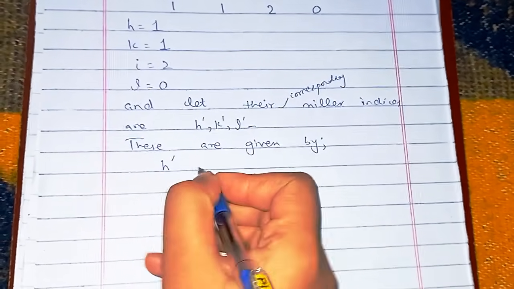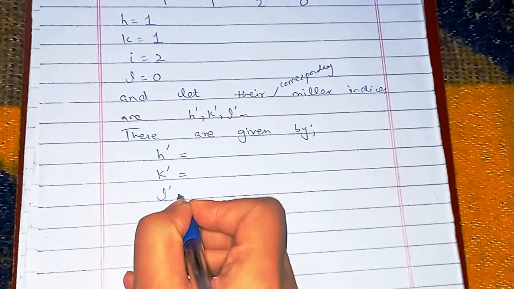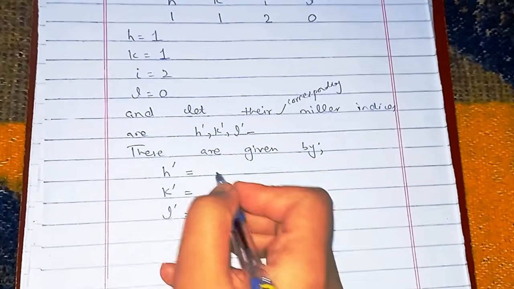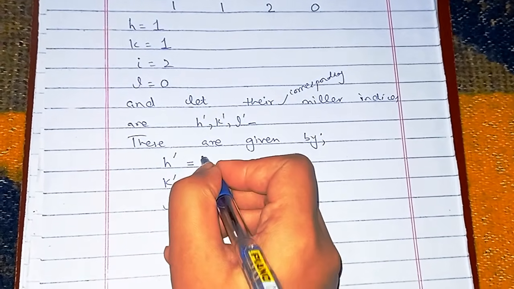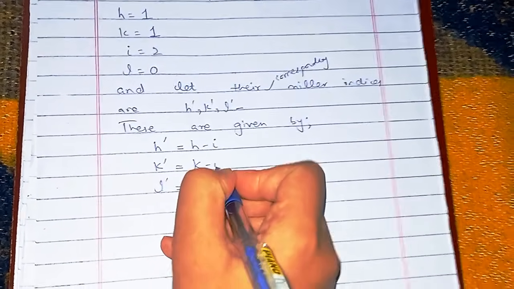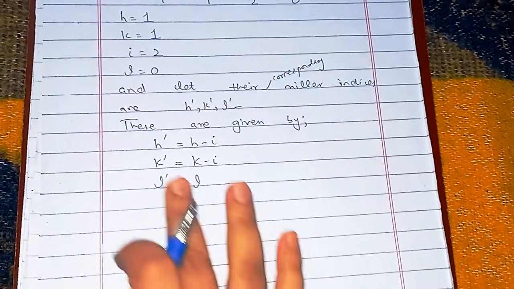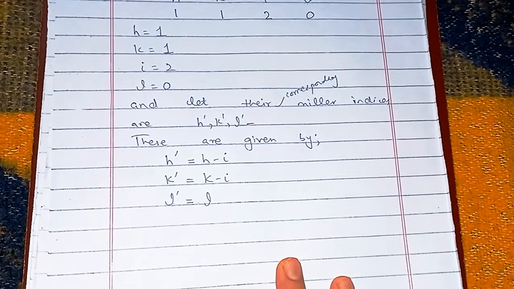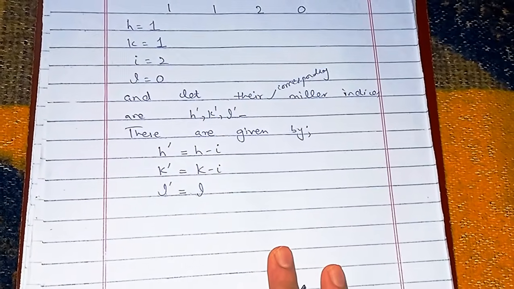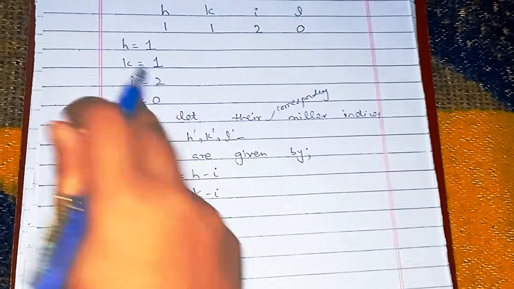I'm going to mention the general formula here that you can remember really easily. H prime equals H minus I. K prime equals K minus I. L prime equals L, no difference. This is a really simple formula, and you can remember it easily. So we know the values of H, I, K, and L. These are really simple.